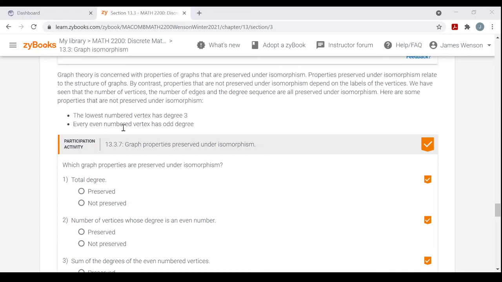Every even number vertex has an odd degree. Again, you can just relabel things. Label some even degree vertex with a number 2 or something. Just relabel, and then you get some even numbered vertex with an even degree. All right, so definitely not preserved under isomorphism.